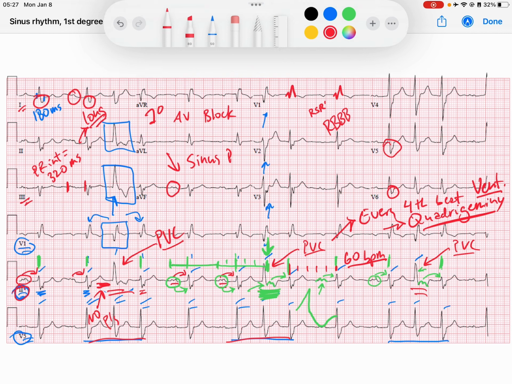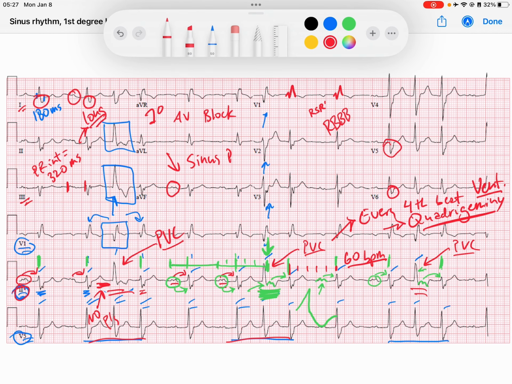The last thing I do is scan through and check my ST and T wave segments, and I don't see any other deep Q waves or ST changes that are concerning for ischemia in this individual. So what is our final analysis of this rhythm? We've got sinus rhythm with a first degree AV block, a right bundle branch block, and ventricular ectopy in a quadrigeminal pattern. I hope this helps you work through this EKG.